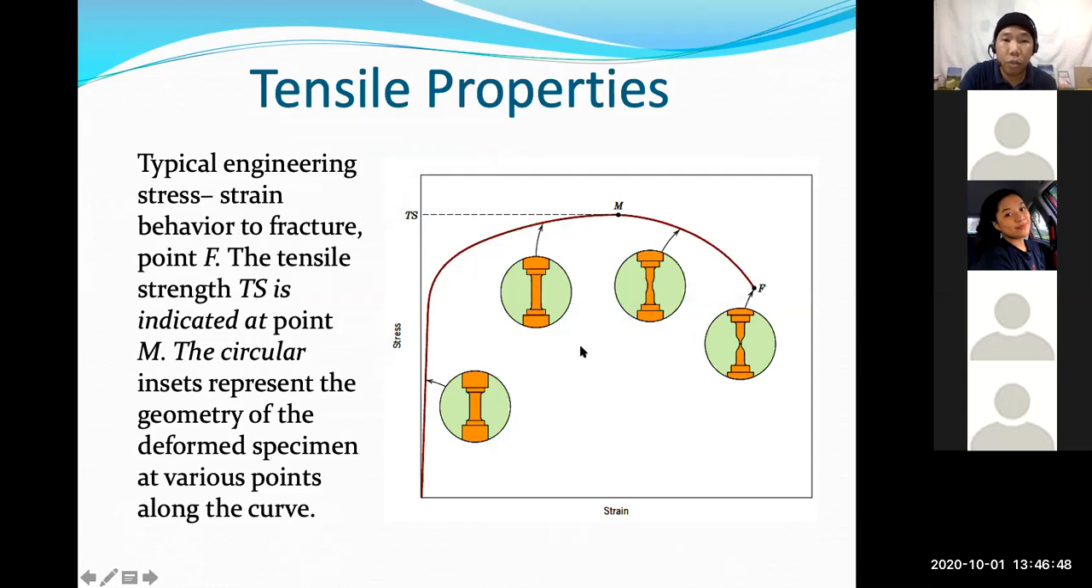Okay, so this figure shows typical engineering stress strain behavior to fracture point F. The tensile strength, or TS, here in the figure is indicated at point M. The circular insets represent the geometry of the deformed specimen at various points along the curve.